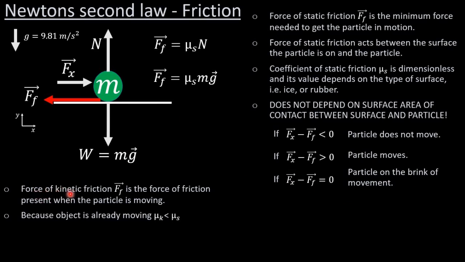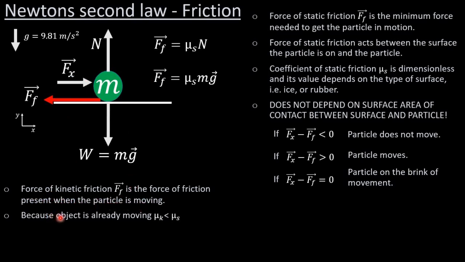So the force of kinetic friction is the force of friction present when the particle is moving. So let's say if we applied a force onto that particle to get it moving, even though we've now got it moving, we would no longer say that there's a force of static friction because the particle is no longer static, but it would still have a force of friction. And that force of friction we call the kinetic friction. So the force of kinetic friction is the force of friction present when the particle is moving.